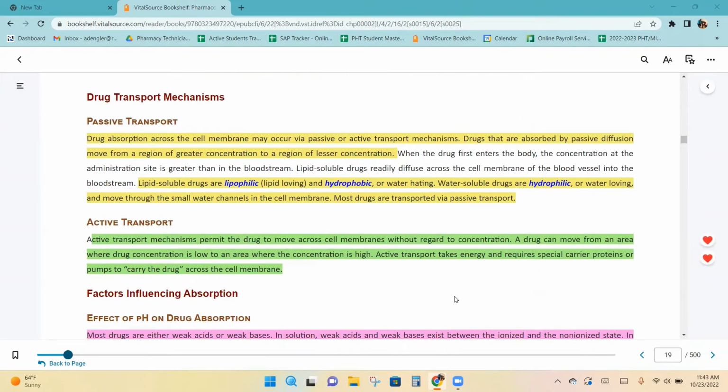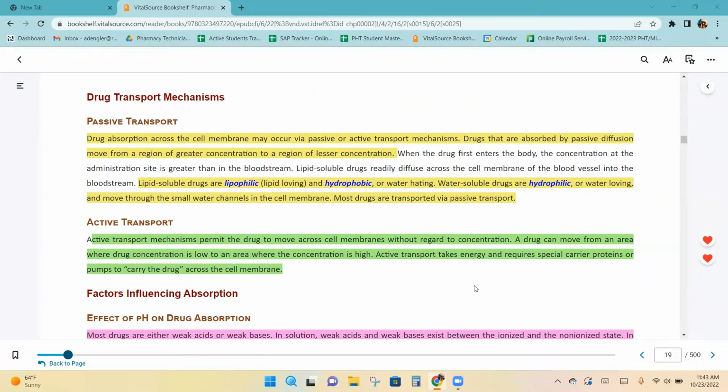Drug absorption across the cell membrane may occur via passive or active transport mechanisms. Drugs that are absorbed by passive diffusion move from a region of greater concentration to a region of lesser concentration. When the drug first enters the body, the concentration at the administration site is greater than in the bloodstream. Lipid-soluble drugs readily diffuse across the cell membrane of the blood vessel into the bloodstream.